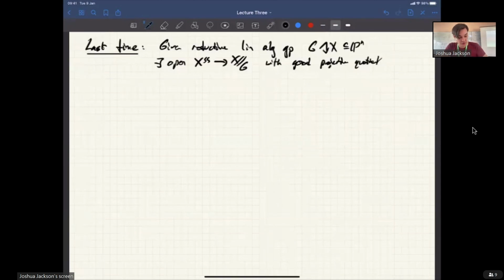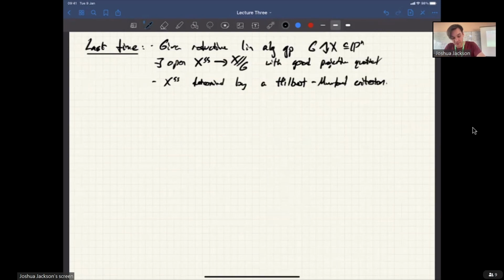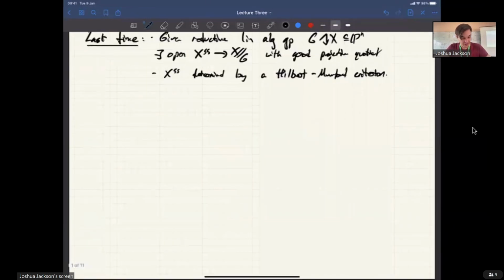And the other thing that we saw, crucially, was that X^ss, the semi-stable locus, can be computed by a Hilbert-Mumford criterion. I guess I should say the Hilbert-Mumford criterion because it was the original. So this means, as I was saying last time, that we can actually compute what this semi-stable locus is without having to know the invariants. And that's enormously useful because computing invariants is hard.